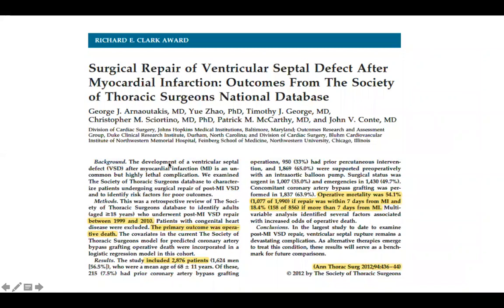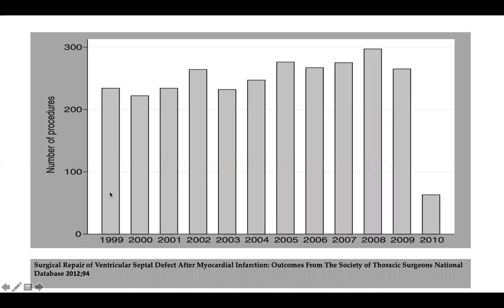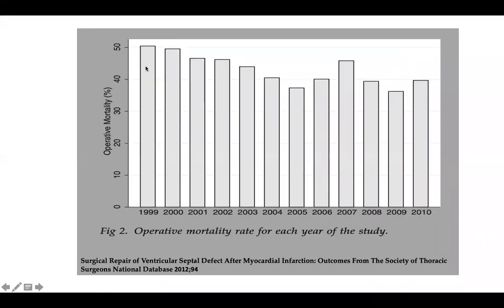This is an important paper, I think I also suggested this, an STS database paper, from 1990 to 2000, more than a decade of data, with 2,876 patients. In this STS data, over 1 decade, the number of procedures was static. They were up and down, but they were all the time more than 200 in each year. The data in 2010 was not complete. Then what was the mortality? If you see in the STS data, the mortality is high, 40% overall.